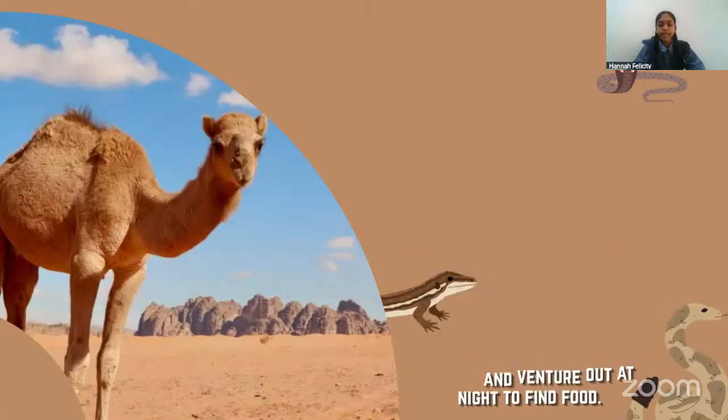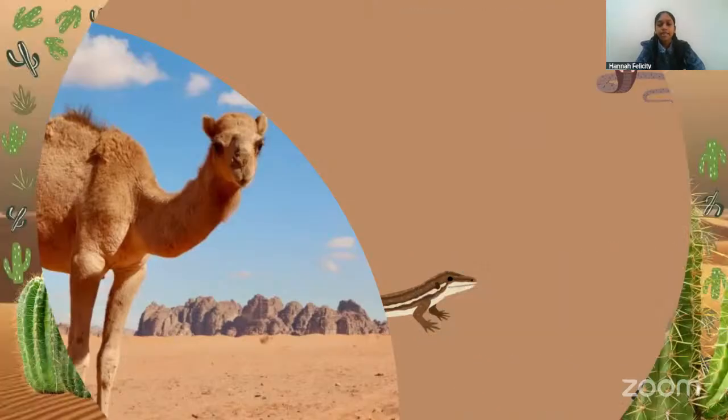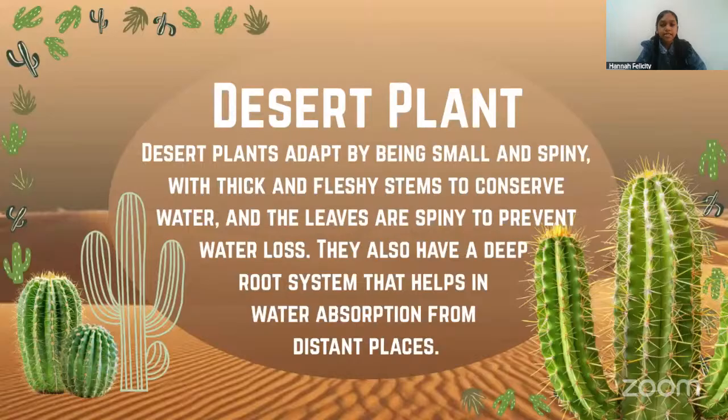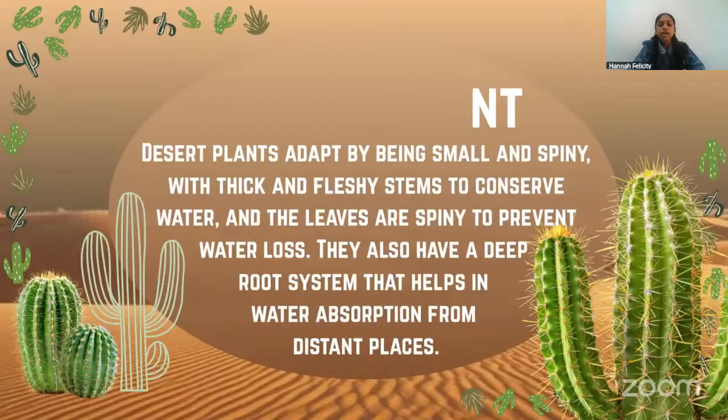Next, we are looking into desert plants. Desert plants adapt by being small and spiny with thick and fleshy stems to conserve water, and the leaves are spiny to prevent water loss. They also have a deep root system that helps in water absorption from distant places.